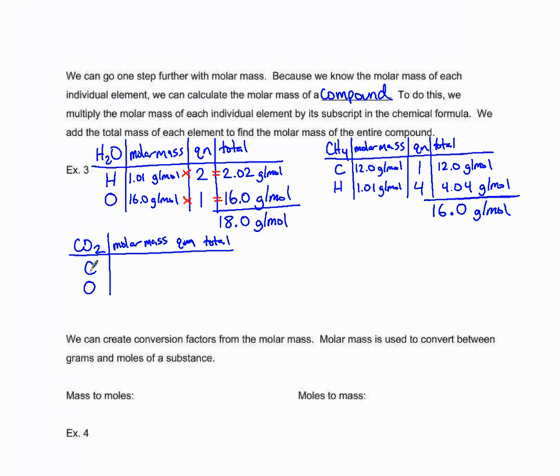The molar mass of carbon, we find it on the periodic table. To 3 significant figures, 12.0. The formula tells me that I have 1 carbon, which makes the total mass of carbons 12.0 grams per mole.